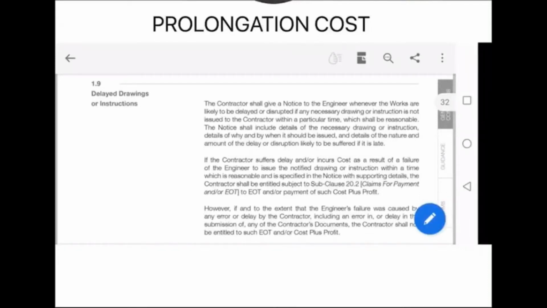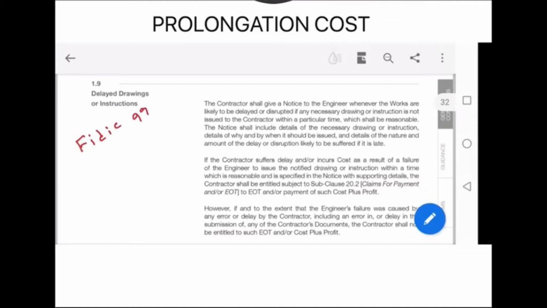Hi, today in this short discussion I'm going to discuss prolongation cost. As an example, I have selected a clause from FIDIC 99, which is subclause 1.9, delayed drawings or instructions.